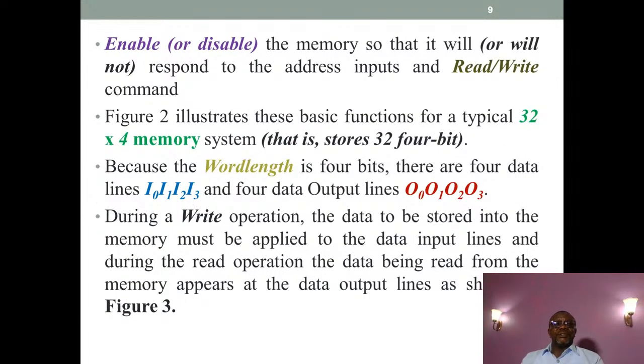Then, enable or disable the memory so that it will or will not respond to address input and read-write commands. Fig 2, we will see, illustrates these basic functions for a typical 32 by 4 memory system. Now, the memory system is numbered like this: this by this, that by that.